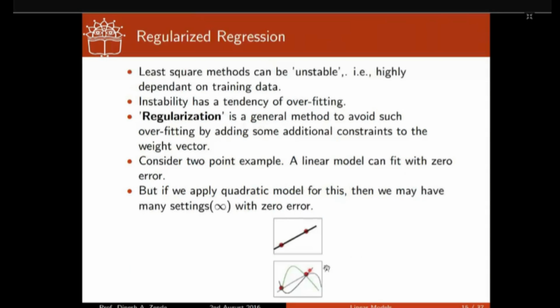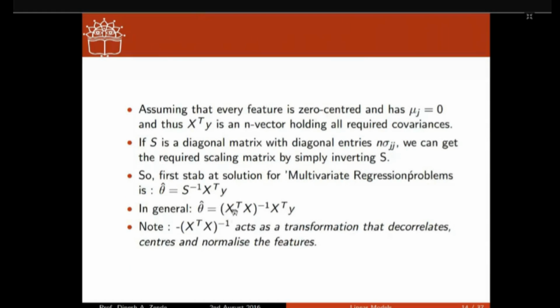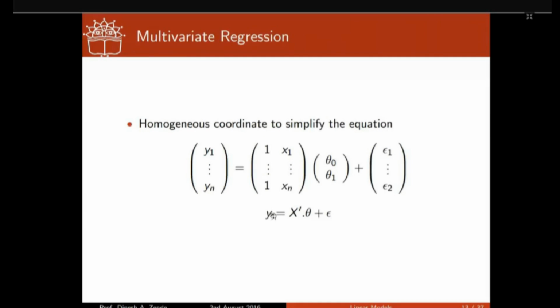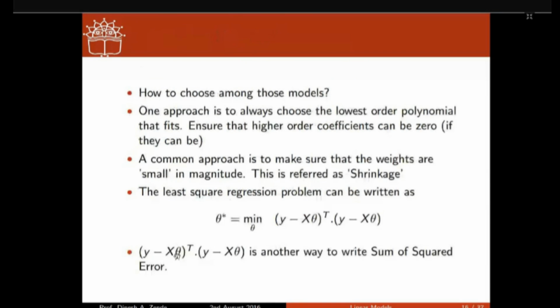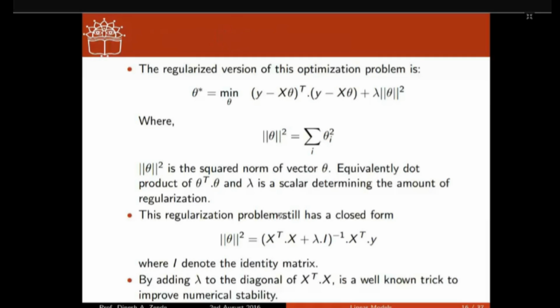So we have seen how to write the sum of the squared method as x transpose x inverse into x transpose y. This is the way we write the sum of the squared method using the matrix notations. But there is another way to write that. So now, how do you optimize this? How do you regularize this?